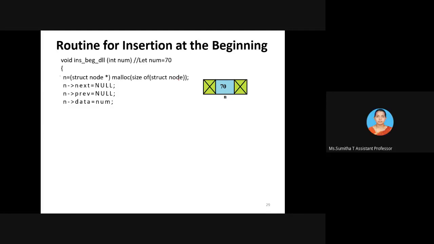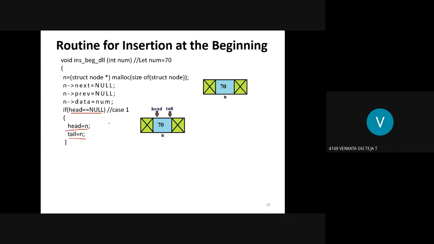How can we do that? If head equal to null. With the help of this if statement, I can check whether the particular linked list is empty or has some nodes. If head equal to null, it means there are no other nodes in the linked list. So the newly added node will be the head, and the newly added node will be the tail. Is it clear, everyone? Please give me a response. Yes, ma'am. Okay, fine.